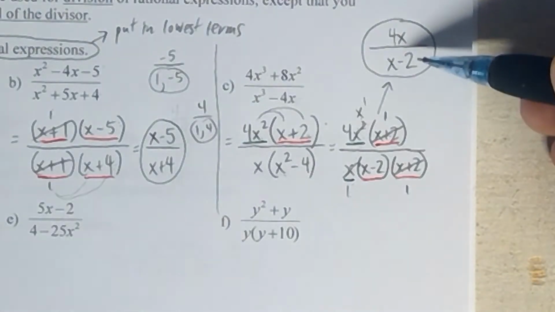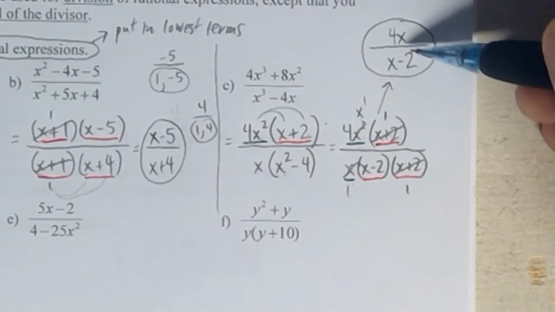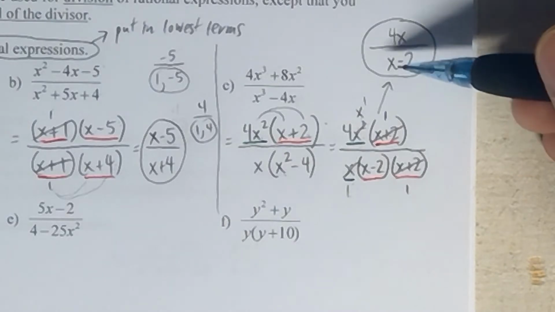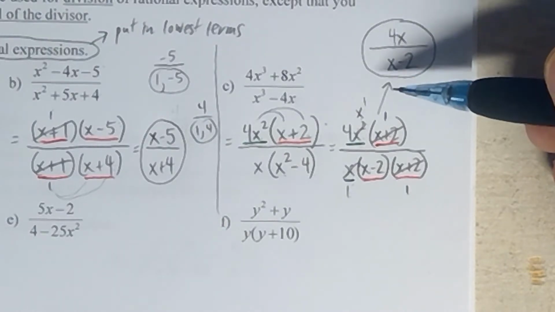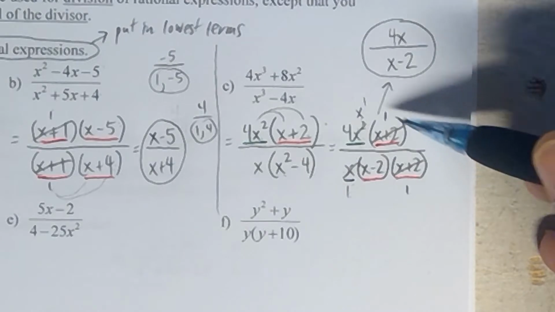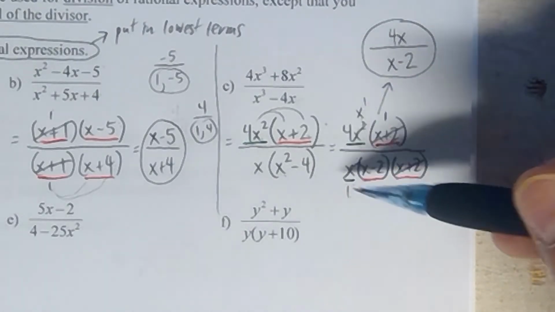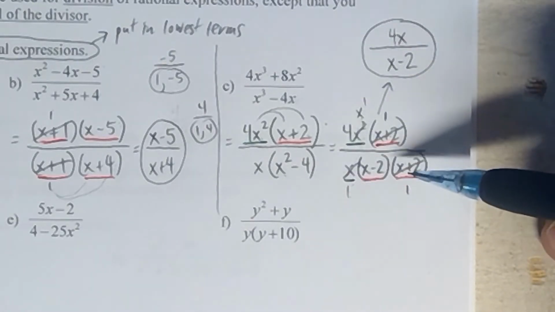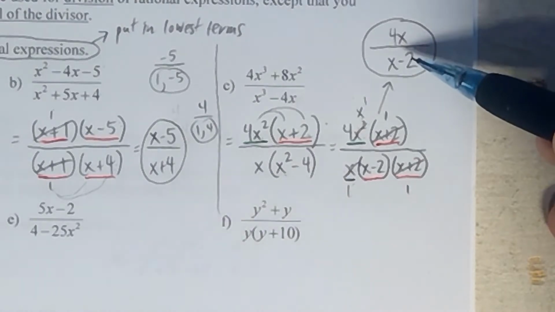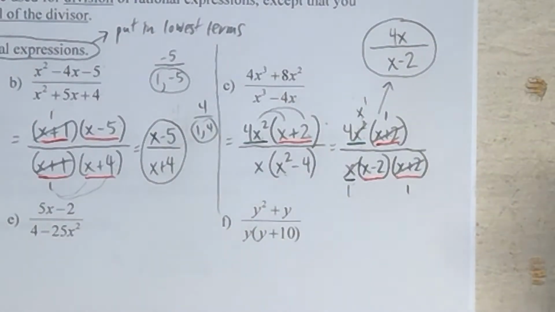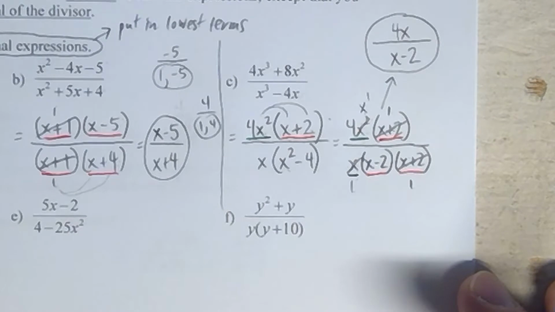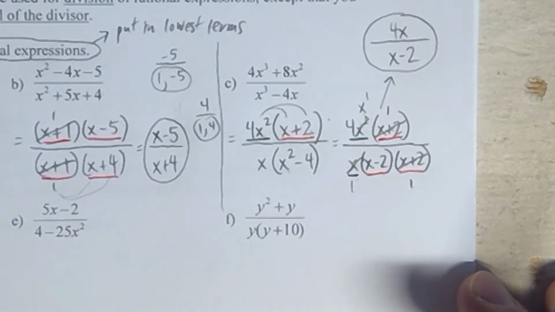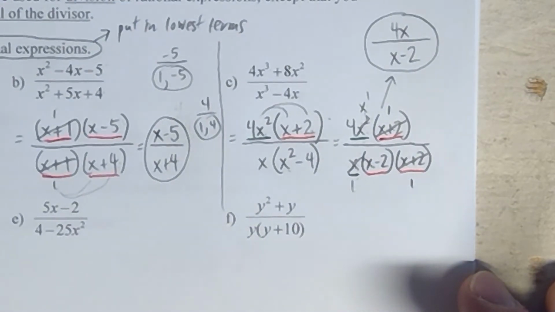And so therefore that's what you get. Don't cancel the 4 and the 2. Don't cancel the x's. If those things were able to be canceled, they would have been canceled down here somewhere. So as long as you did all the canceling you possibly could down here, this should be the right answer. And so that's why that's the final answer right there.